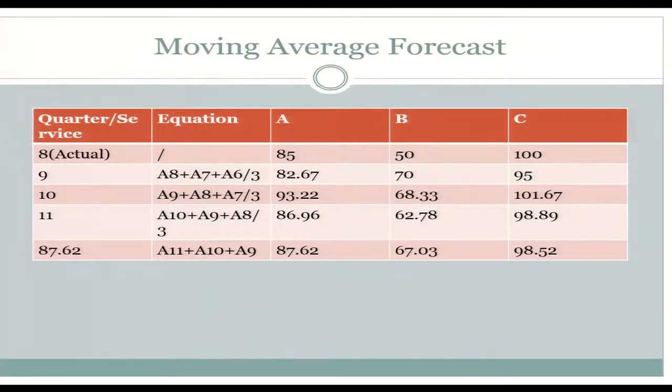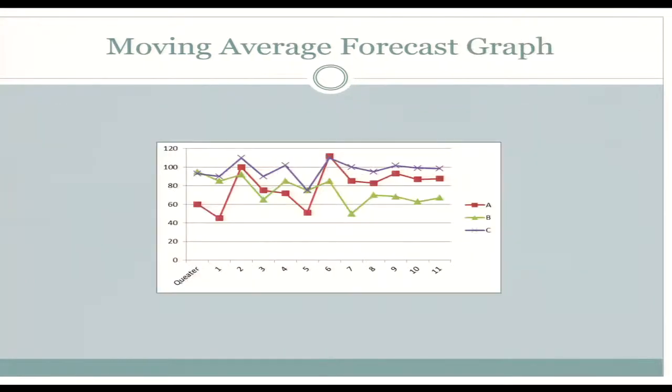And I got this chart. And after this, I made a graph for the 3 different services. So we can see in about 11 quarters, there are 3 fluctuating lines showing in the graph. Service A is kind of increasing, you see? And service B is kind of decreasing. And service C is kind of unstable.